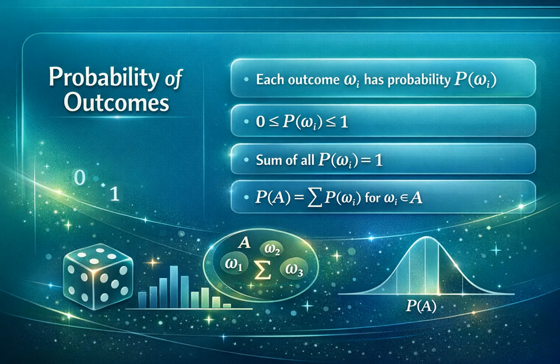Each outcome omega i in the sample space has a probability p of omega i. Each individual probability is between 0 and 1. The sum of all individual probabilities equals 1. For any event A, its probability equals the sum of probabilities of all outcomes in A. This connects individual outcome probabilities to event probabilities.